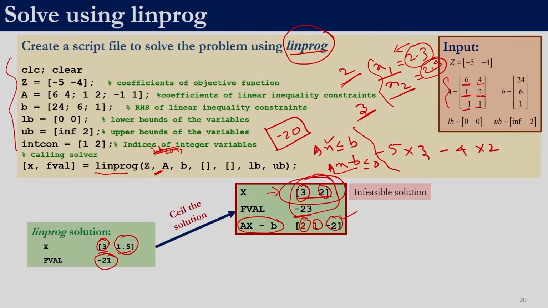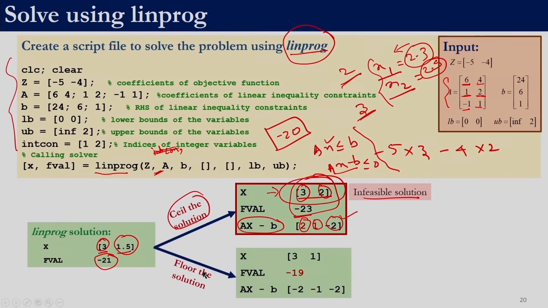So ceiling the solution can give a better value of the objective function, but it may lead to infeasibility. Now the question is, what happens if we take the floor of the solution? The floor of the solution is 3 and 1. If we calculate the objective function for 3 and 1, that is minus 5 into 3 minus 4 into 1, so this will be minus 19. Again we can calculate Ax minus b for this solution. In this case all three values are less than 0, so this is a feasible solution, but it has an objective function of minus 19.